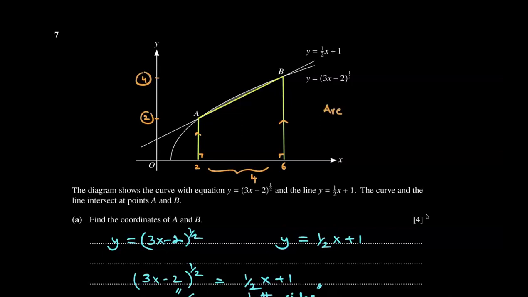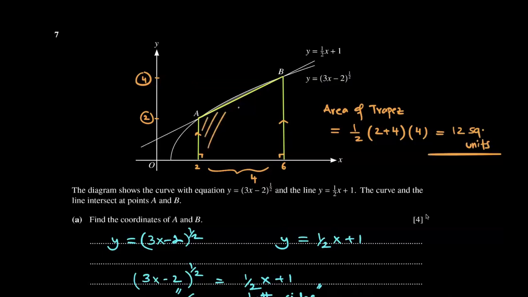So let me write down the area of this trapezium, which is pretty simple. There is no need of integration. That is half, sum of parallel sides, which is 2 plus 4, multiplying with the height, which is 4. So this comes out to be 12 square units. That's the area under the line. That is this area. What about this area, the blue area over here? That is what we are looking for. But the blue area and the orange area, these two add up to the area that is under the curve. So let me find the area under the curve, and then I'll subtract the orange area and I'll find the blue area.